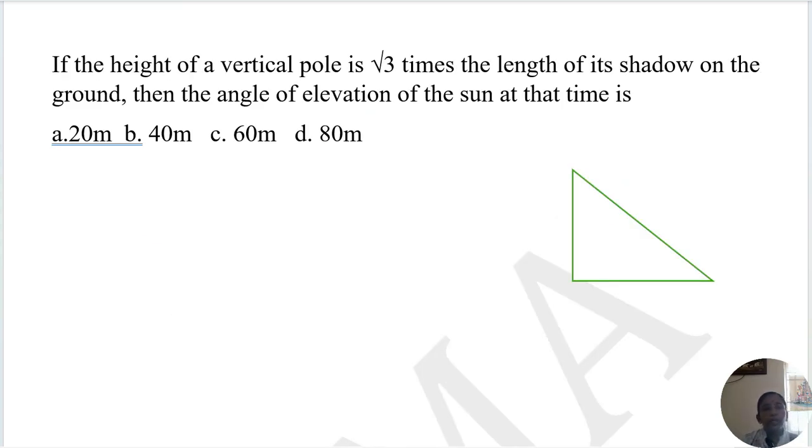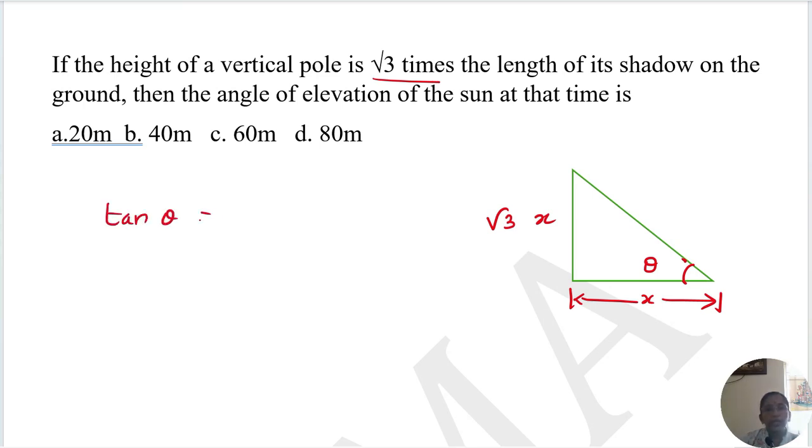If the height of the vertical pole is root 3 times the length of its shadow on the ground, then the shadow on the ground can be taken as x. So your data: the height of the vertical pole is root 3 times x. And then the angle of elevation of the sun at the time is theta, which is asked in the question.